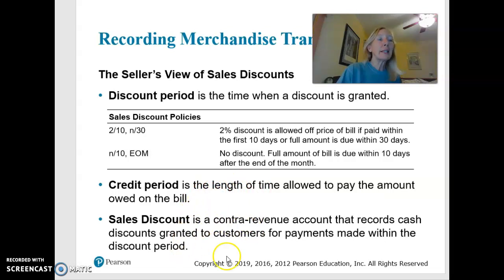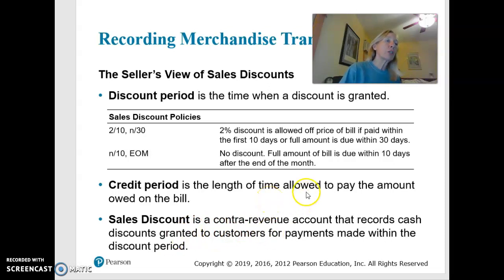The sales discount is another contra revenue. So sales discount is a contra revenue because it counts against your sales, right? You're going to get less money, but they're going to pay you faster. So that is why you would do a sales discount. And that is done all the time in the big world of business.